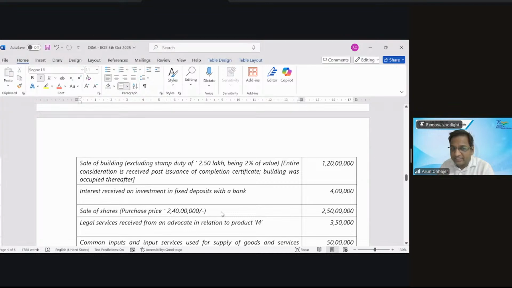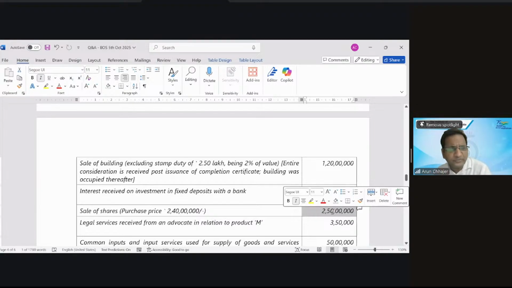Sale of shares, purchase price 2 crore 50 lakh. I don't know. Is it taxable? Is it taxable? Perfect. Then tell me what is the use of this value? Tell me what could be the possible use of this value? What could be the possible use of this value?